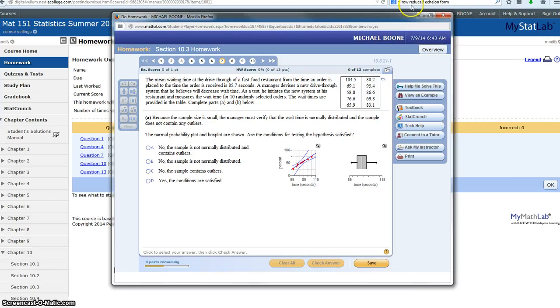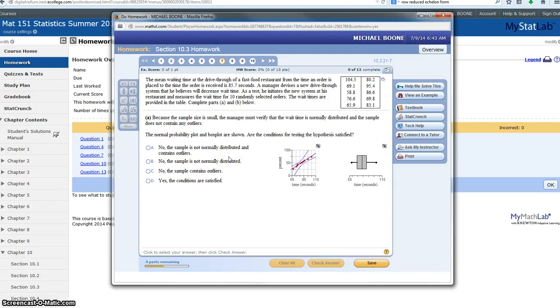Alright guys, we're in Chapter 10, Section 3. And so now we're looking at a hypothesis test for means. Again, we're going to be using the p-value approach to make a conclusion on this.